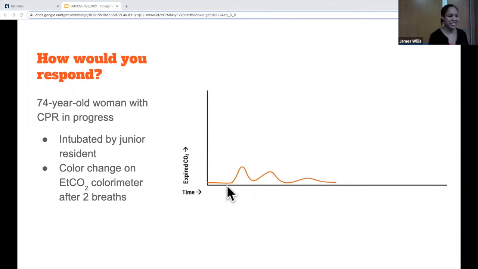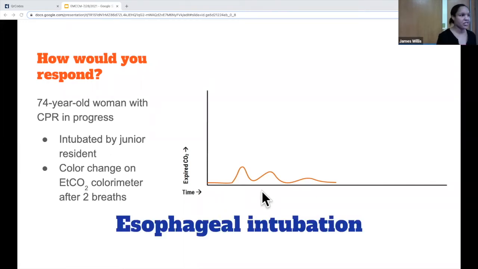Basically the answer was that nothing looks normal on here, and the concern was about the location of the tube. And that's completely correct. This is your esophageal intubation. So what we're seeing here is that after a couple of breaths, you got color change on that end tidal colorimeter.